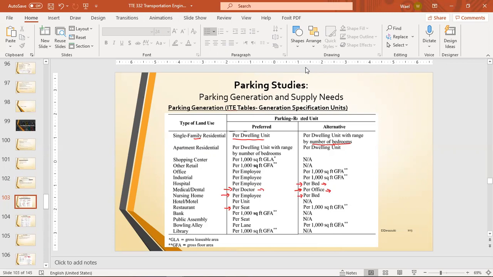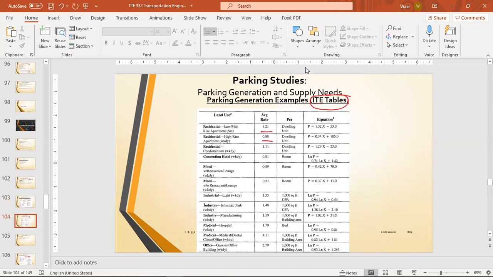For hotels and motels, per unit, how many rooms are there? For restaurant, per seat, the number of seats in the restaurant. That determines the expected number of visitors, so you can expect how many vehicles or how many parking spots are needed. Public assembly, per seat, bowling alley and libraries and so on. So these are some parking generation factors.